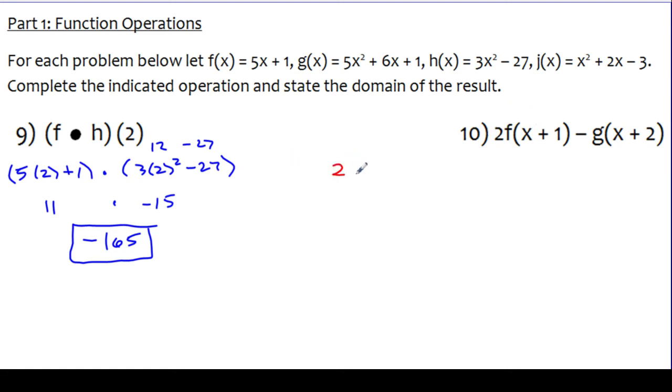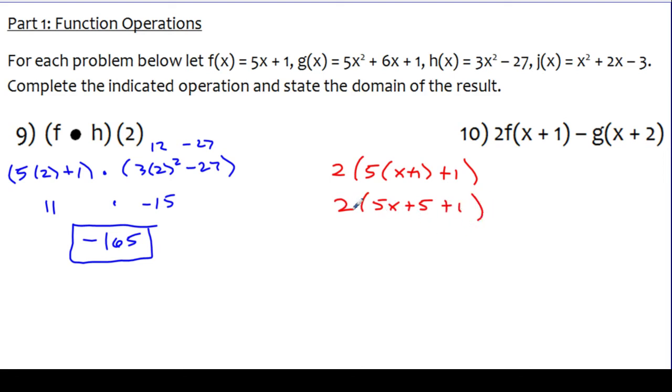So this is going to be 2. Okay, I'm going to go to the f function and I'm going to write 5. And instead of x, they told me to plug in an x plus 1. So I'm going to say this is x plus 1, plus 1. So again, let's forget about g for a second. Let's just fix this. This says leave the 2 alone. Let's work on the inside. This says 5 times x and 5 times 1. So it's going to look like 2 times 5x plus 5 plus 1.